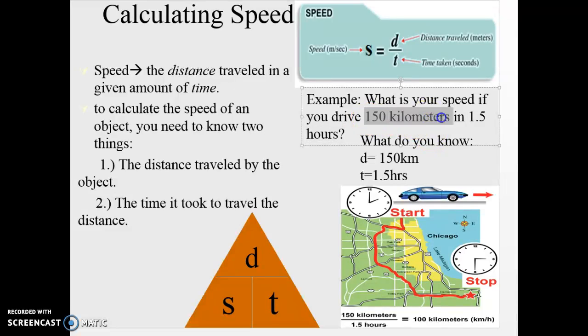So you know the distance that he traveled. You know the time that it took him to travel that distance. So you can plug that into the formula and know his average speed for the trip. So 150 kilometers divided by 1.5 hours, you get a total of 100 kilometers per hour. Again, 2 units for speed: whatever you measure the distance in, and then whatever you measured the time in.